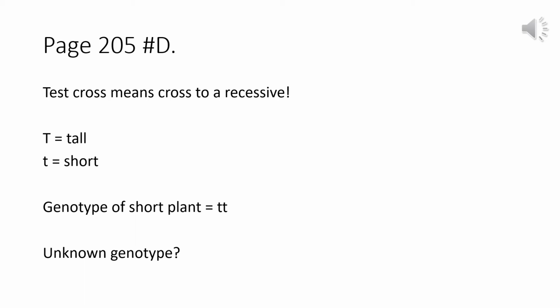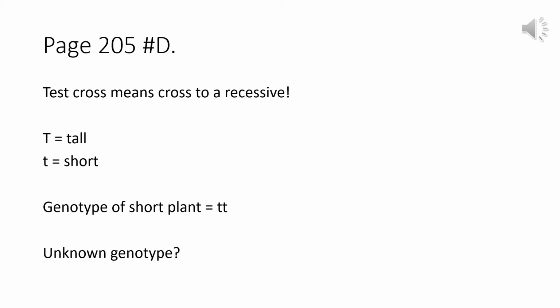So what we're going to do is test cross a tall pea plant. What's the phenotype of the other plant? That's going to be the test cross, that's going to be the recessive. The test cross parent is always the homozygous recessive, in this case a short pea plant. So what's the genotype of the short pea plant?